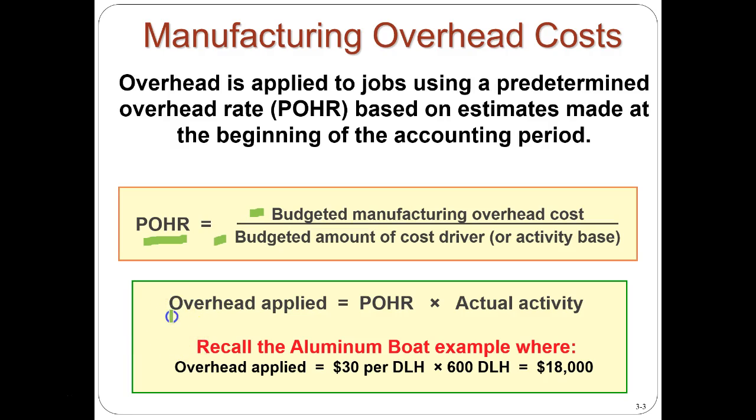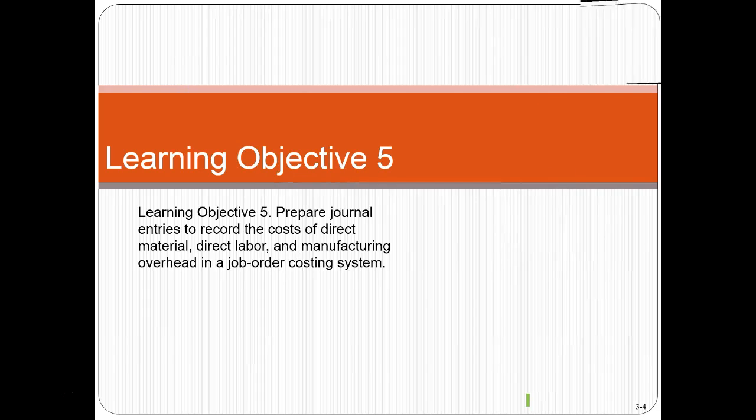So remember, when we apply out the job, meaning when we get our job system and our job cost sheet and we're applying the overhead to the job, we're going to take this predetermined overhead rate that we predetermined, multiply it times the actual activity, being, in our example, the hours. So recall that the aluminum boat was $30 times the direct labor hours. And that's how we came up with the 18 there.